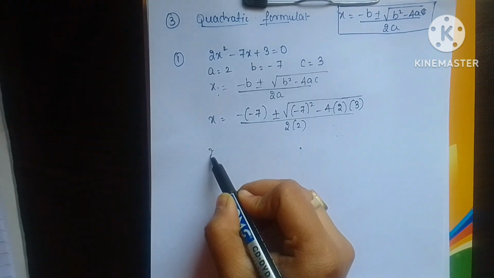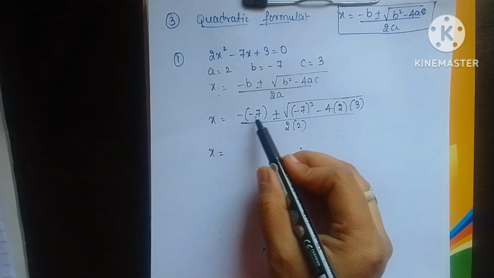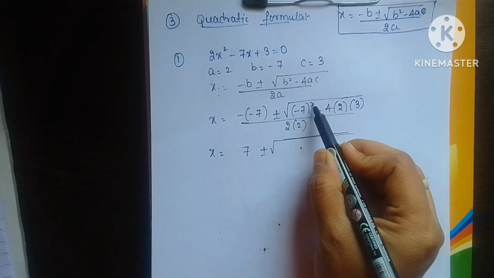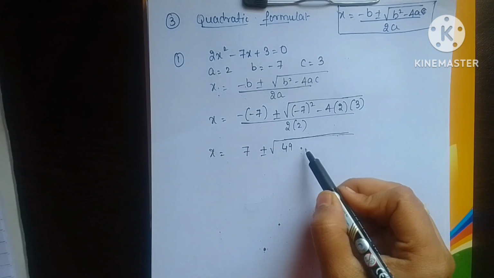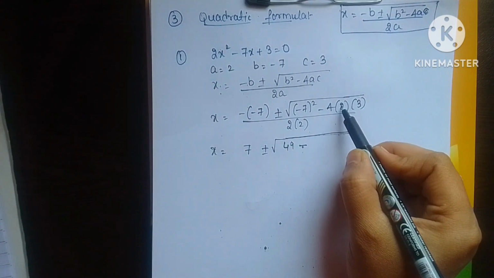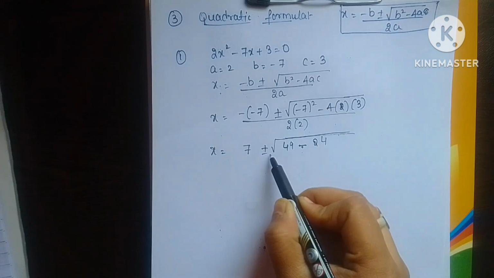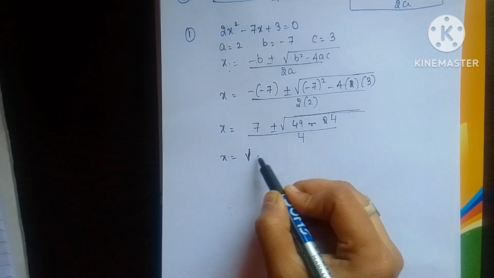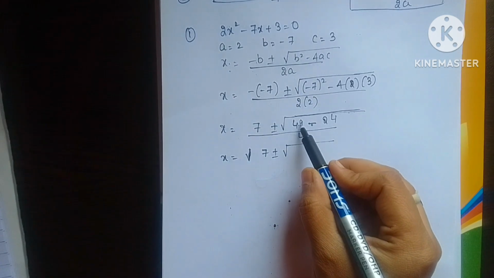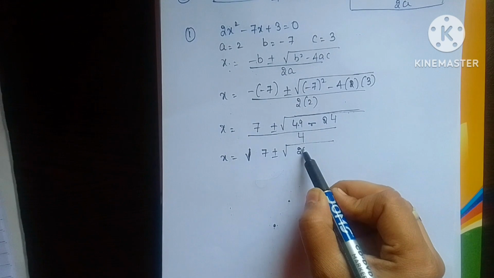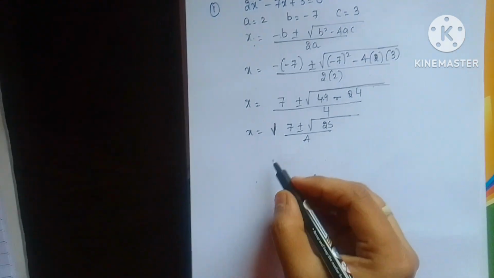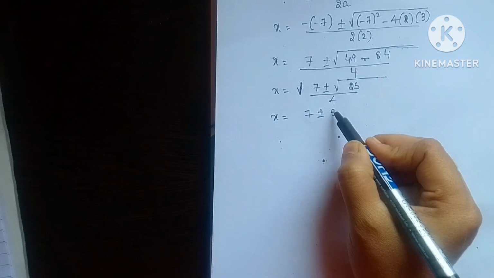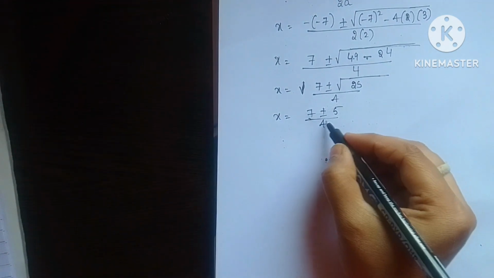x is equal to minus into minus, plus 7, plus or minus square root of 7 square is 49. Minus into minus is plus. So minus 4 into 2 is 8, 8 into 3 is 24, by 4. x is equal to 7 plus or minus square root of, if we take 24 out of 49, we will get 25 by 4. x is equal to 7 plus or minus root 25, which is 5, by 4.